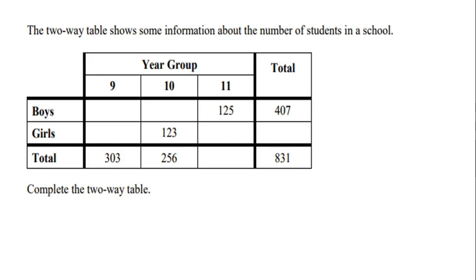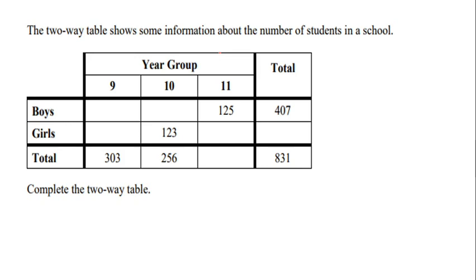Looking through two-way tables, this is a two-way table. You have year groups at the top here, and girls or boys at the side here. You might be asked to fill in the table, and you might be asked to find a probability from a table. So that might be a single probability or conditional probability.